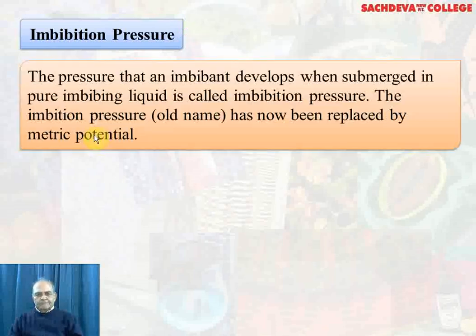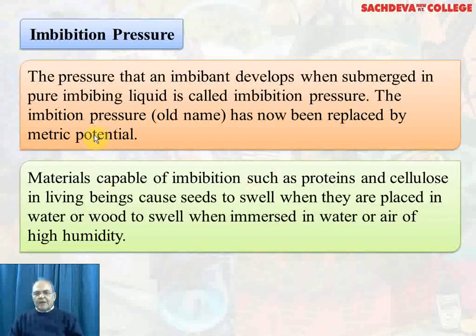Imbibition pressure. The pressure that an imbibant develops when submerged in pure imbibing liquid is called imbibition pressure. The term imbibition pressure, the old name, has now been replaced by matric potential. Materials capable of imbibition, such as proteins and cellulose, in living beings cause seeds to swell when they are placed in water, or wood to swell when immersed in water or air of high humidity.